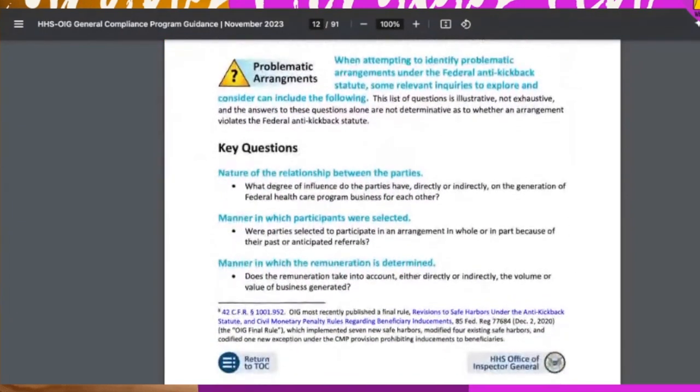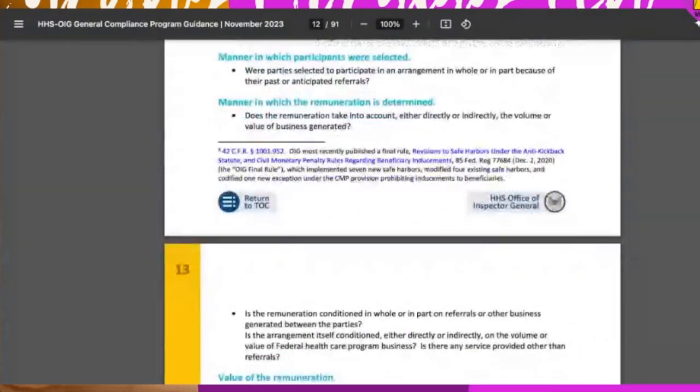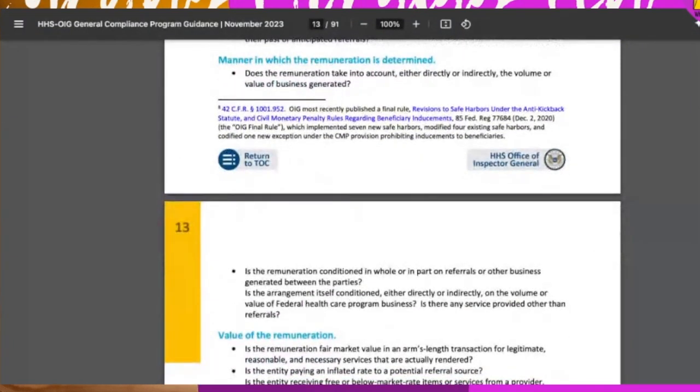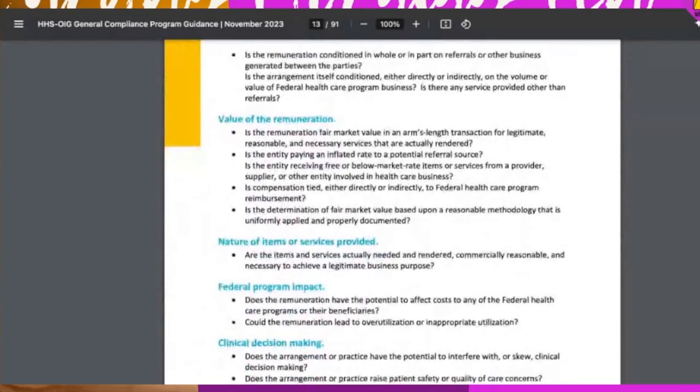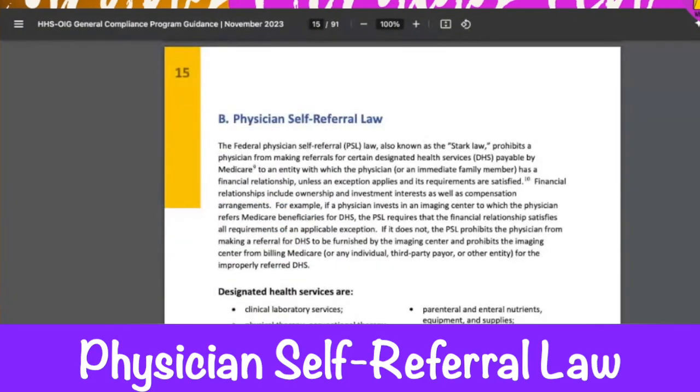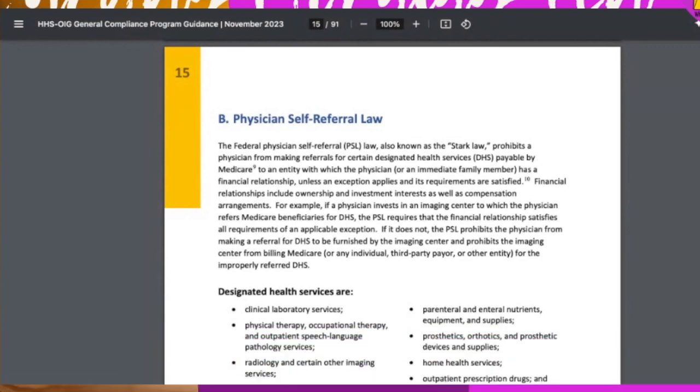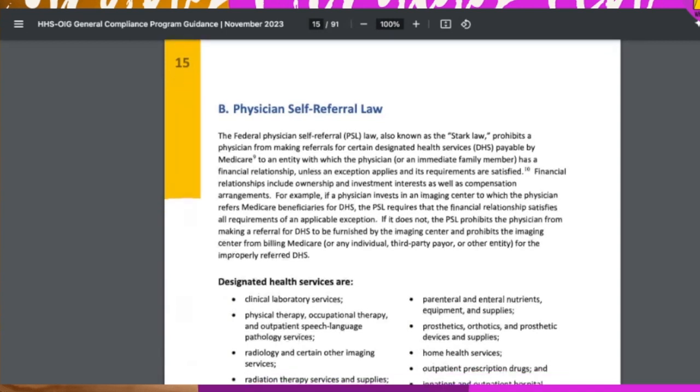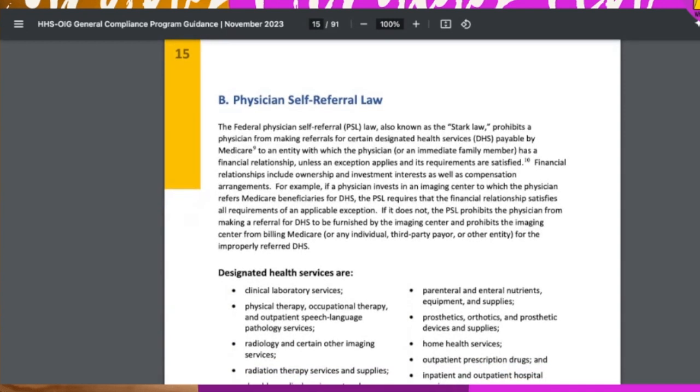So some key questions that you may want to ask when you're putting together or when you're considering arrangements with others. Physician self-referral law. This is also known as the Stark Law. Prohibits a physician from making referrals for certain designated health services payable by Medicare to an entity with which the physician or an immediate family member has a financial relationship, unless an exception applies and its requirements are satisfied. Financial relationships include ownership and investment interests, as well as compensation arrangements.